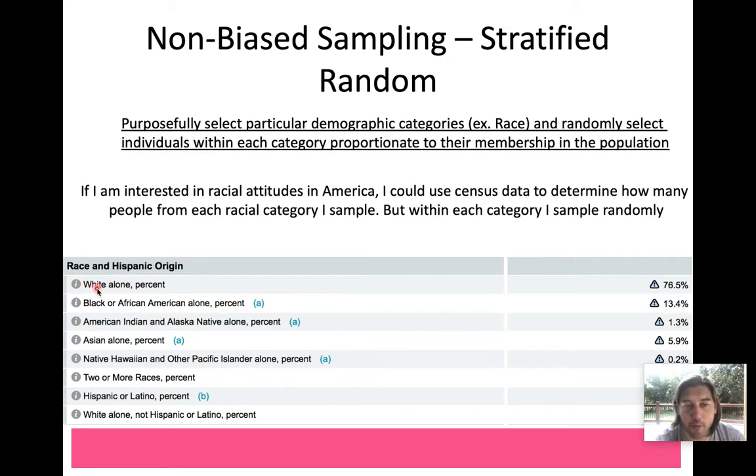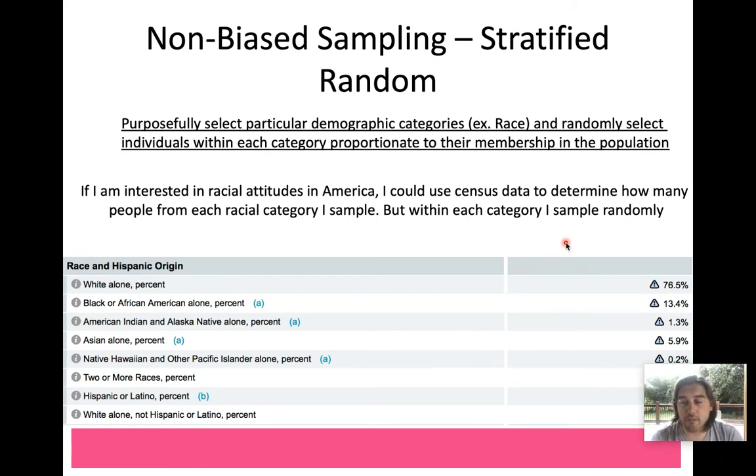I would need to collect data from 765 people who identify as white, 134 people who identify as Black or African American, 13 people who identify as American Indian or Alaskan Native, 59 people who identify as Asian, so on and so forth, right? So what we're doing is we are intentionally and purposefully selecting people such that our sample proportionately mimics the population on this given demographic variable.